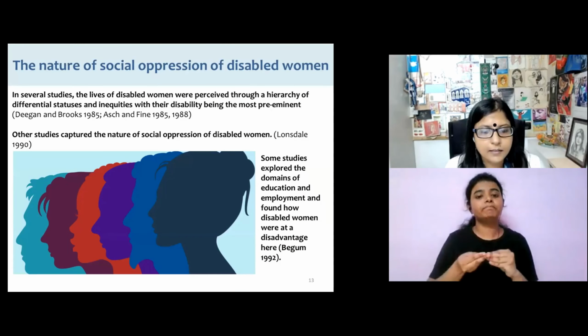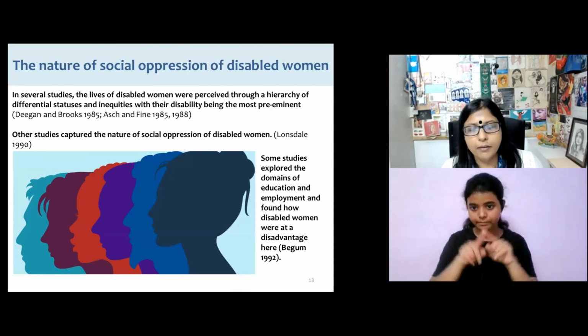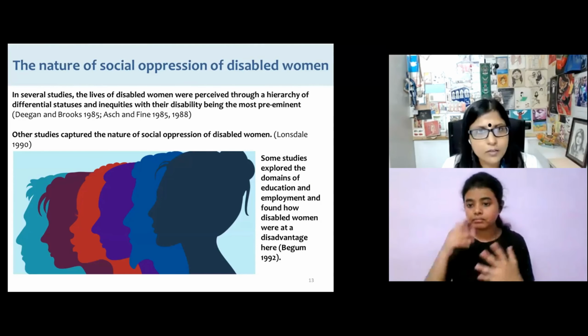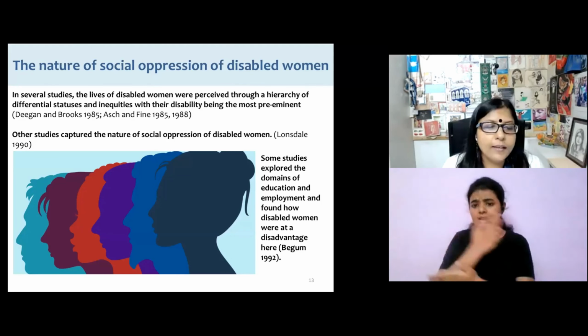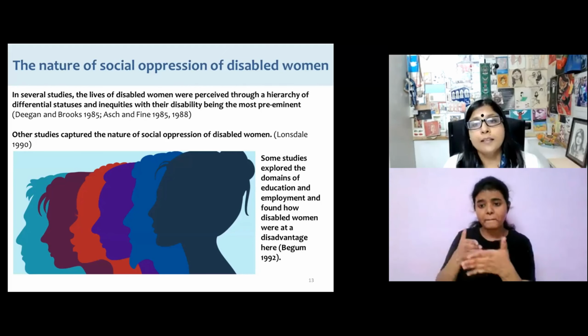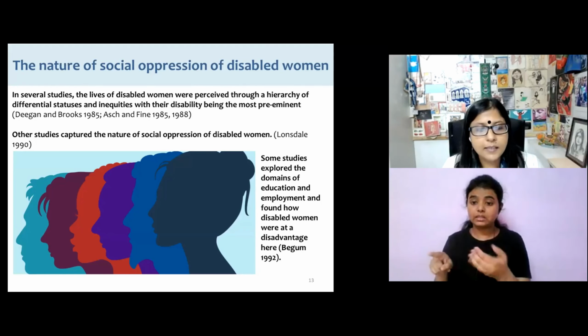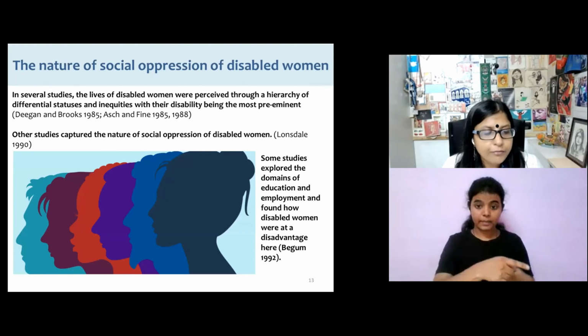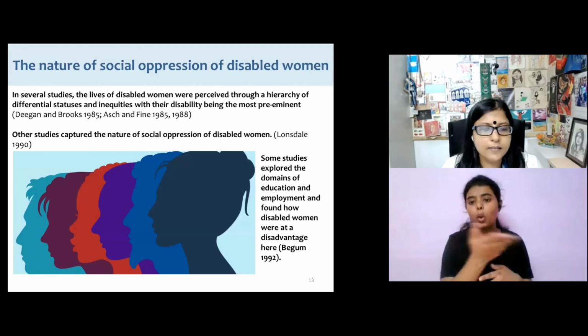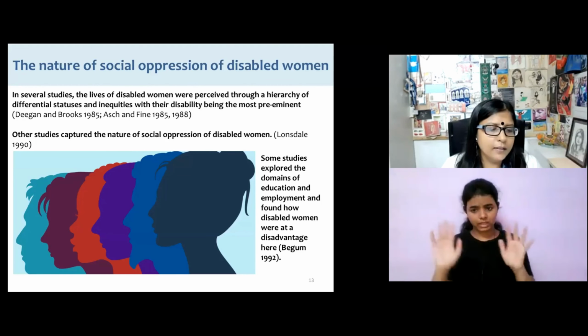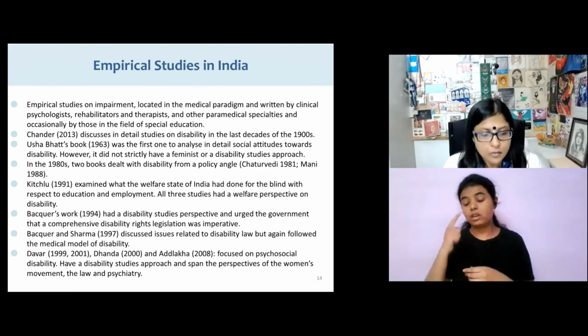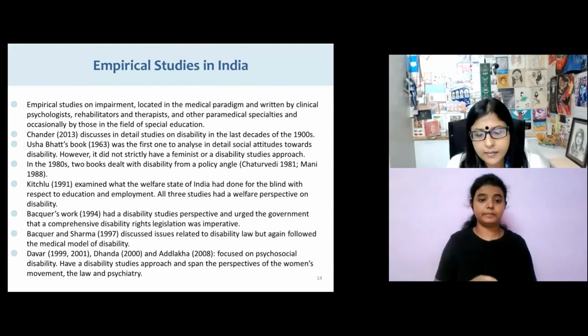Soon there were other studies which captured the nature of social oppression of disabled women. For instance, you have Susan Lonsdale in 1990, who documented the varied social and economic disadvantages faced by disabled women, and how they faced and experienced disadvantages that set them apart from both disabled men and non-disabled women in every sphere: economics, in terms of society, and psychologically. And they also explored discrimination in areas like education, employment, and so on, rehabilitation programs, and how women were at a disadvantage. So with that, we move to empirical studies in India.